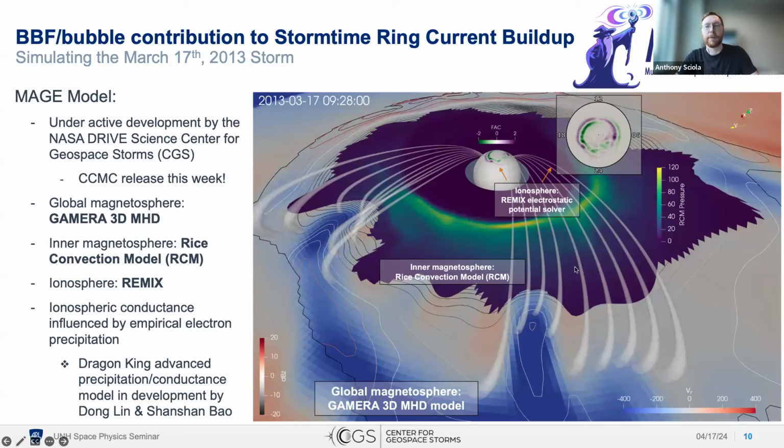And just a quick plug for some of the other work being done, both Donglin and Shenchen Bao are in the process of developing a new model they're calling Dragon King, which is an advanced precipitation and conductance model, which you'll hopefully hear about more later this year.